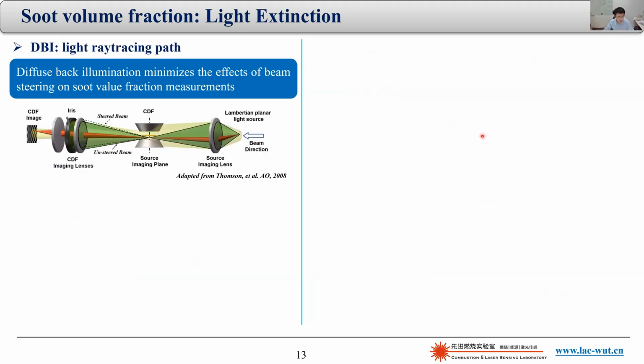Another alternative is a technique called diffuse back illumination. Here, instead of using a collimated beam, we use a diffuse Lambertian planar light source, and we use a convex lens to image the light source at the center of the flame. After transmitting through the flame, the diverging beam is re-imaged onto the 2D detector, which is usually a camera. This type of configuration significantly reduces the effects of beam steering. I will not elaborate, but if you are interested in why, you can check this paper by Thomson that was published in Applied Optics.